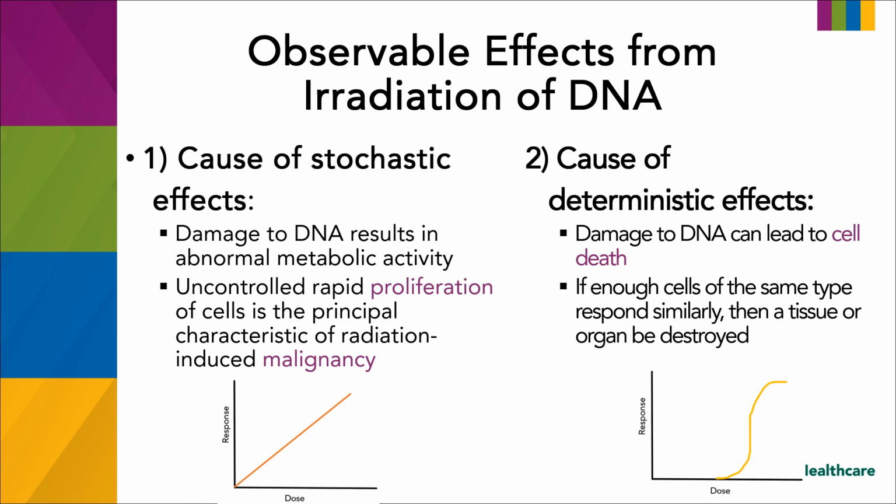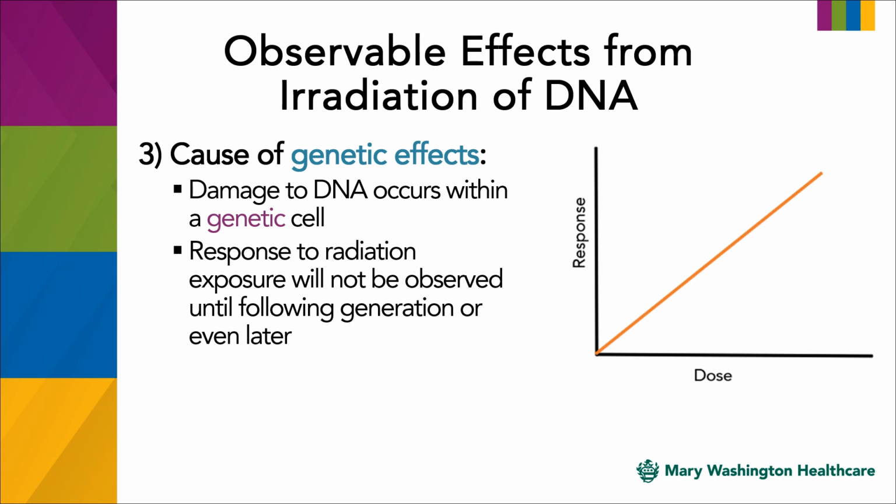The cause of deterministic effects is damage to DNA that can result in cell death. If enough of the cells of the same type respond similarly, then the tissue or organ can be destroyed. This is a nonlinear threshold dose-response relationship, which results in cell death. The cause of genetic effects is damage to DNA which occurs in a genetic cell, and the response to radiation exposure will not be observed until the following generation or even later. This has a linear non-threshold dose-response relationship.